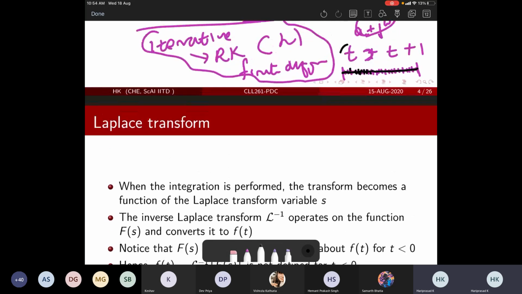So for instance, what are you doing here? dy by dt, you discretize. How do you do it? y of t minus y of t minus 1 by delta t. And this delta t is as small as possible. And you slowly integrate until you reach your t plus 1.